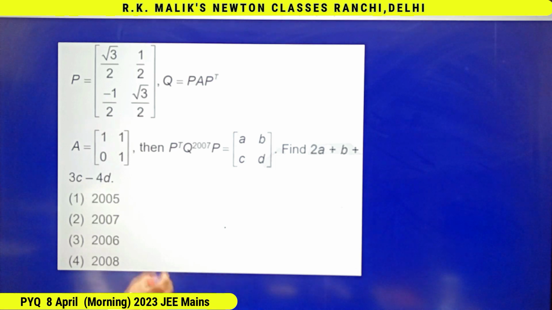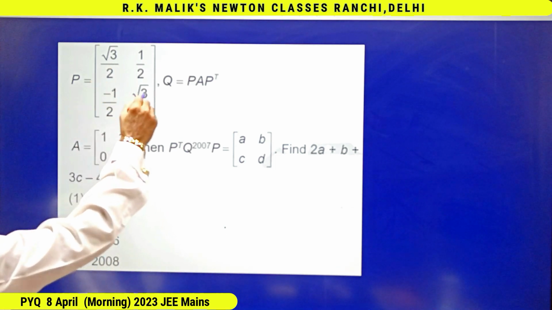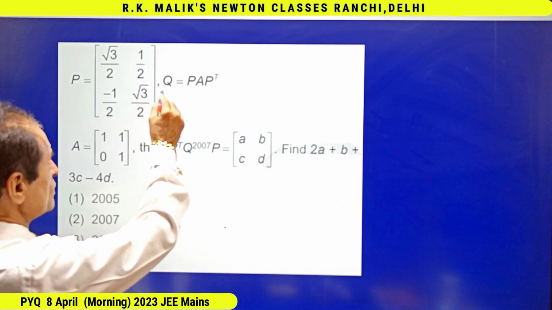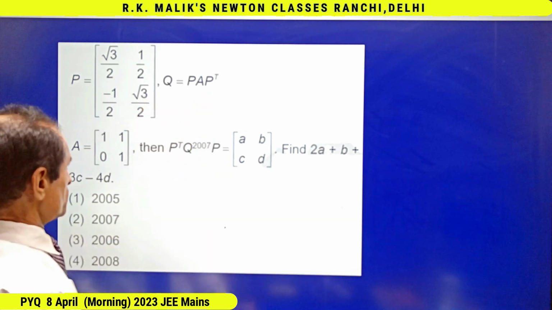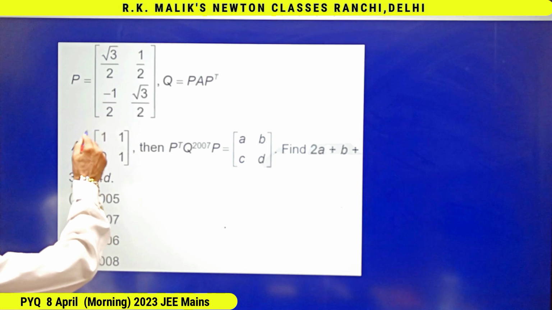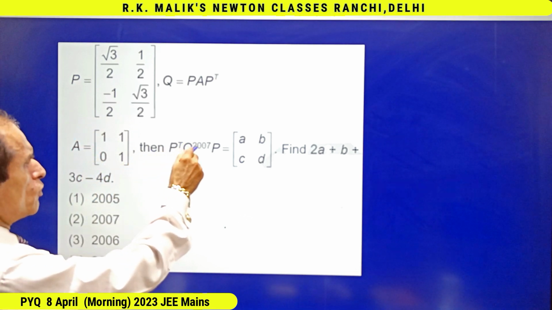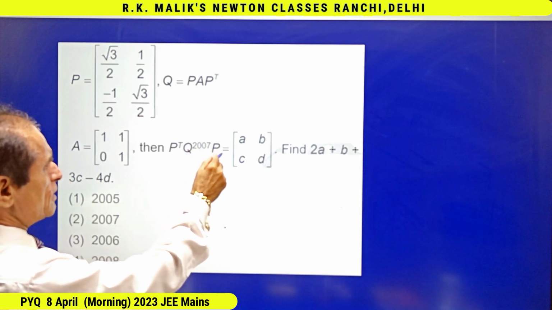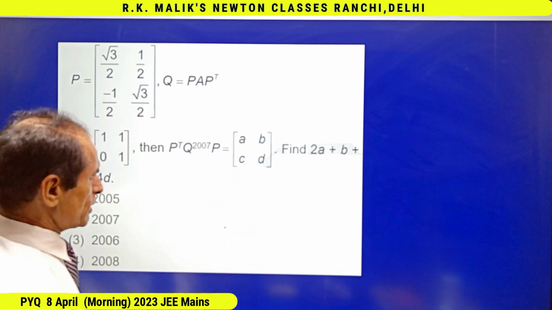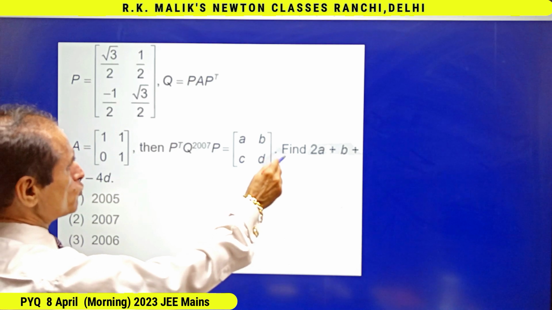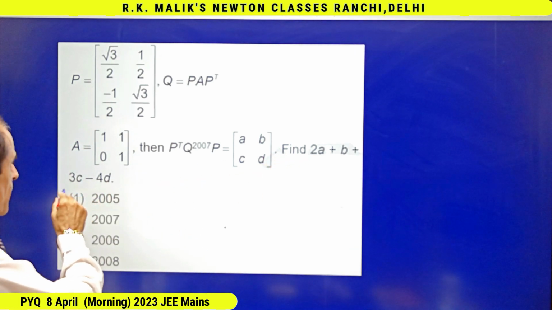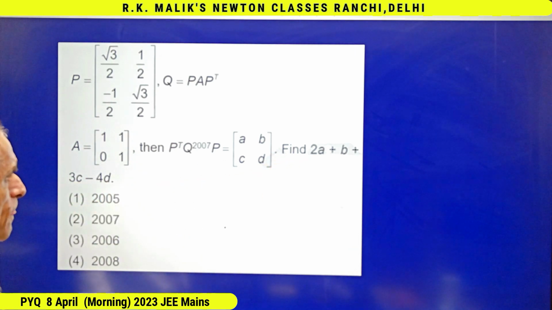In this question, it is given that P matrix is equal to this, Q is equal to P A P transpose, and A matrix is equal to this. Then P transpose Q to the power 2007 into P is equal to this 2 by 2 matrix. You have to find the value of 2A plus B plus 3C minus 4D.